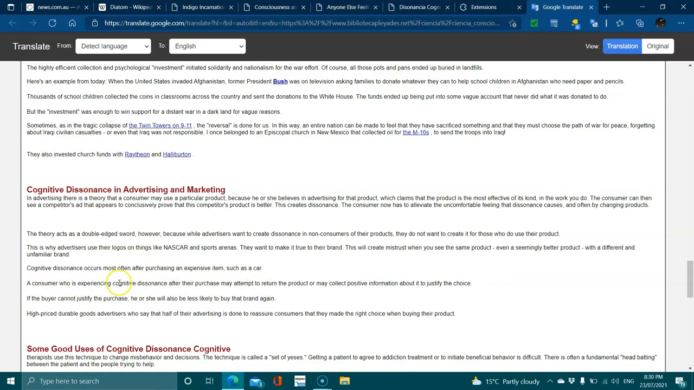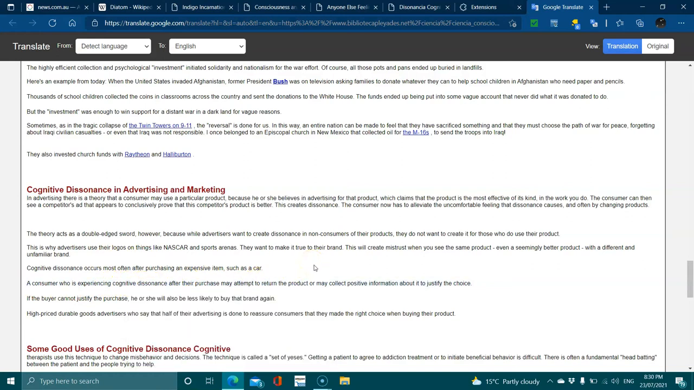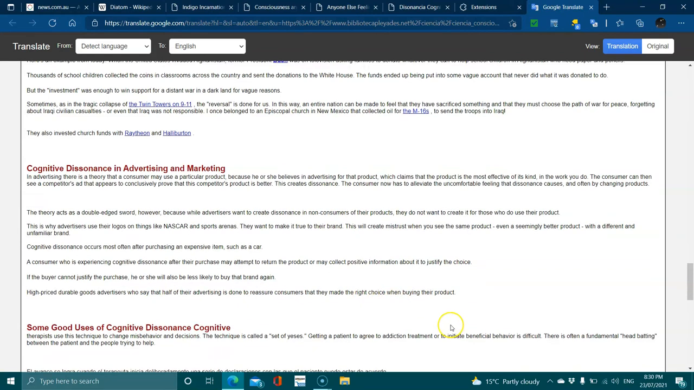A consumer who is experiencing cognitive dissonance after they purchase may attempt to return the product or may collect positive information about it to justify their choice. If the buyer cannot justify the purchase, he or she will also be less likely to buy that brand again. High-priced durable goods advertisers say that half of their advertising is done to reassure consumers that they made the right choice when buying their product.